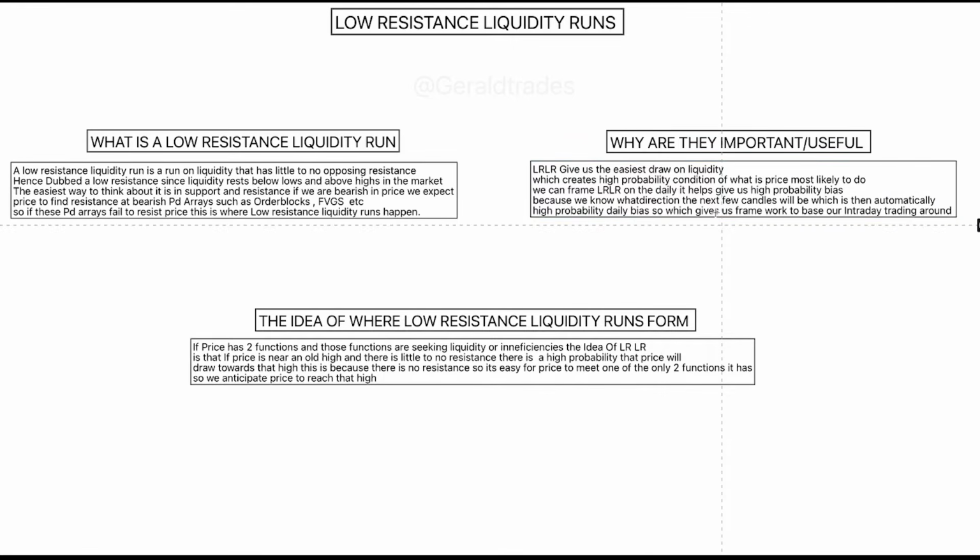And just by virtue of us framing our low resistance liquidity runs on a daily chart, because we're predicting just the next few candles, those few candles on a daily chart are literally full days of trading. So if we can just predict the next candle on a daily chart, we've literally predicted what the next day of trading is going to be. And you see how powerful that is? Just by switching and operating on the higher time frame in terms of looking for these low resistance liquidity runs, we can literally find days' worth of bias, which would then by default be a high probability daily bias. And that then gives us our framework to base our intraday trading around.